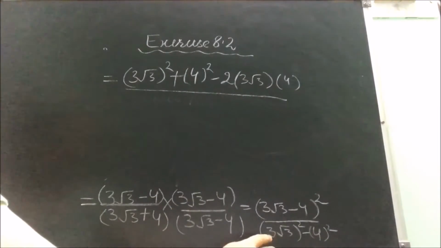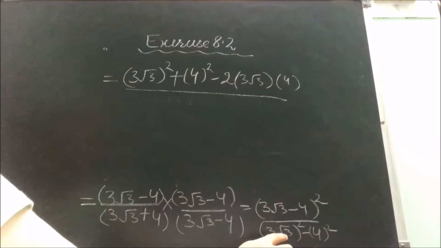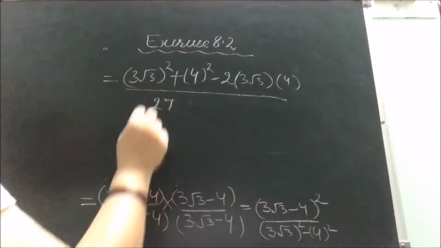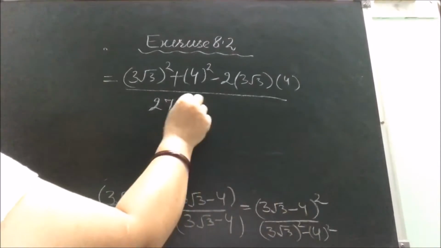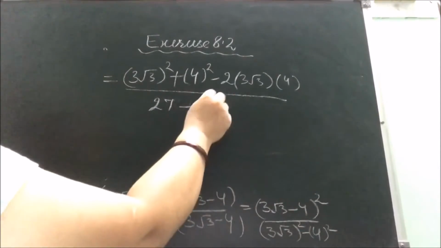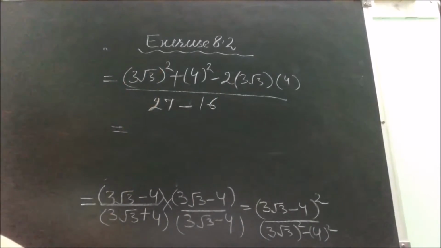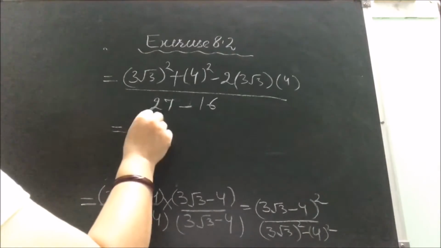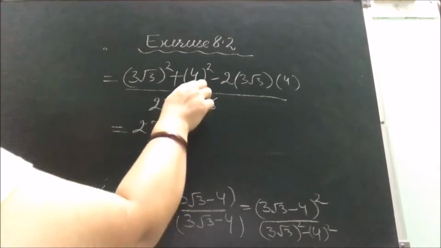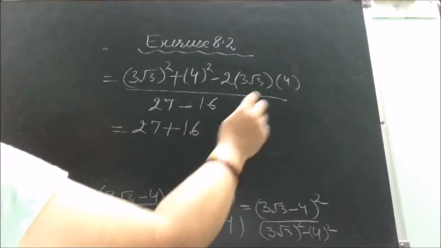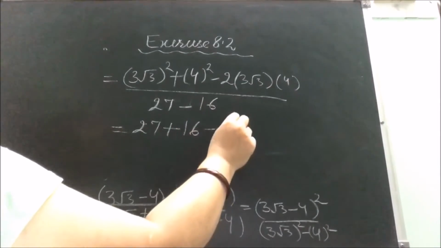See here, 3 square, that is 3 into 3, 9, and root 3 into root 3, 3. 9 into 3, 27. Minus sign is there. 4 square is 16. 3 root 3 square means 3 3s are 9, and root 3 into root 3, 3. That means 9 3s are 27. Plus 16. 3 2s are 6. 6 4s are 24 root 3.